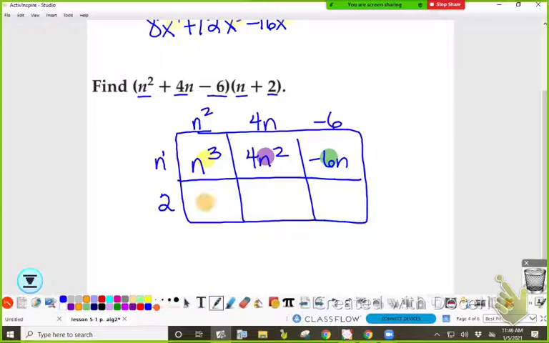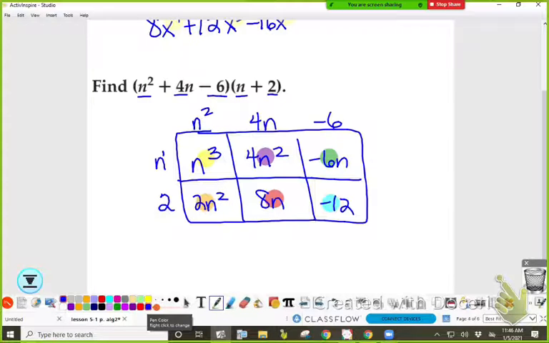That one. 2n squared. Yeah, 2n squared. Then 6n. I'm running out of colors. No, you're multiplying. 8n. Okay. And then the last one. I got 12. I'm seriously running out of colors here. What is it? Negative 12. Okay, so you multiply to get the numbers in the box.